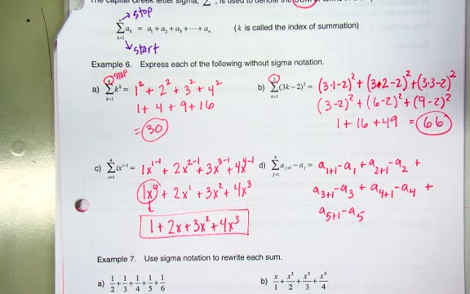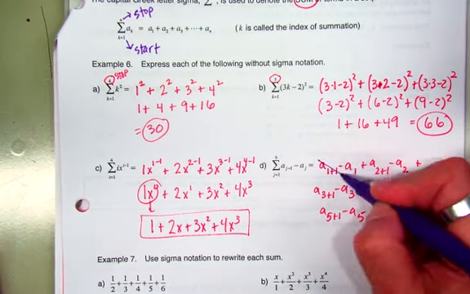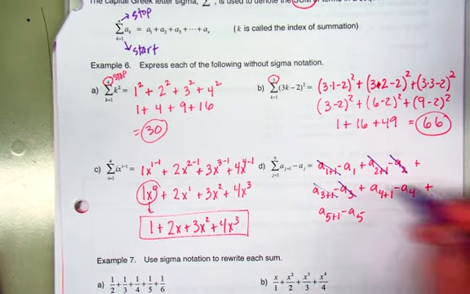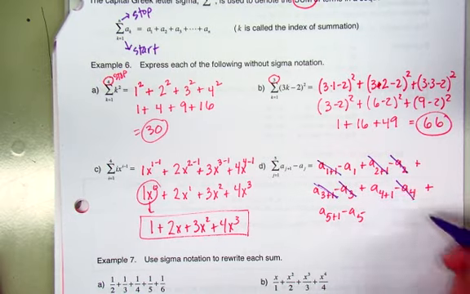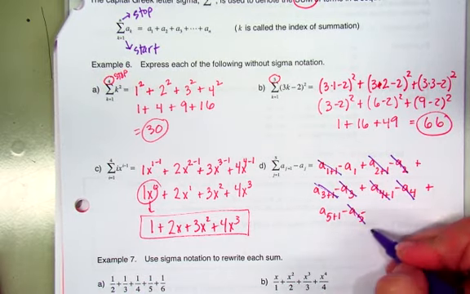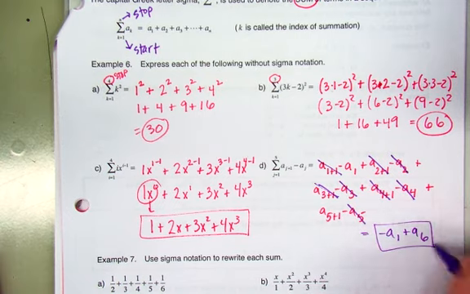Now the nice thing is a lot of these are going to cancel as we go through, because 1 plus 1 is the same as 2. 2 plus 1 is the same as 3. 3 plus 1 is the same as 4. And then 4 plus 1 is the same as 5. So in the end, what I have is negative a sub 1 plus a sub 6.